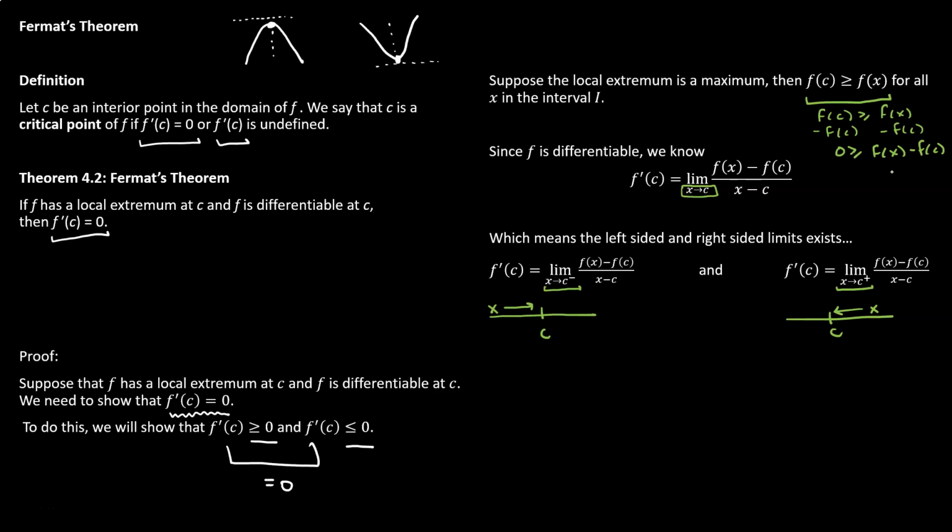So we know that we're dealing with a negative number when we look at f of x minus f of c. So if we're looking at the left-sided limit, for example, we know that we're looking at the limit where x is approaching c from the left. That numerator is some negative number. The denominator is x minus c. If x is coming from the left, then x is smaller than c. So if I take a small number and I subtract a larger number, I get another negative number.